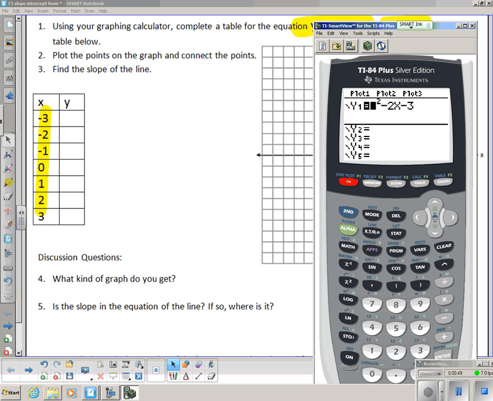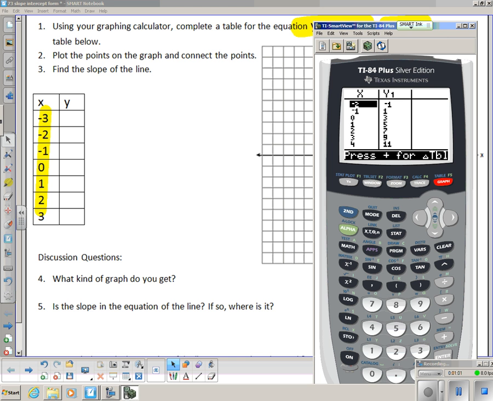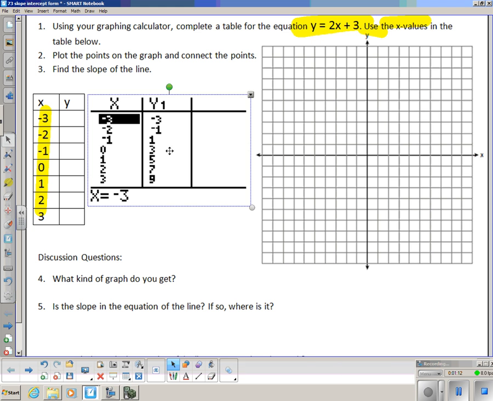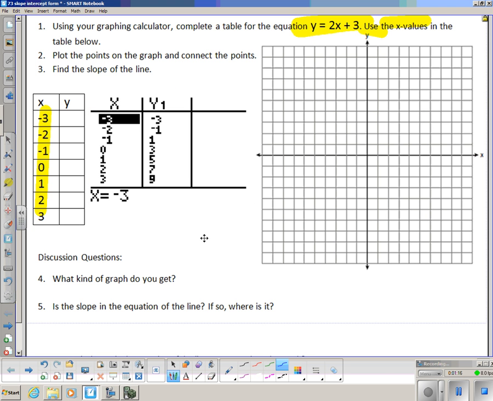All right, so y equals, we're going to clear out whatever's in our calculator, and we're going to type in the equation, which was 2x plus 3. And we're going to get a table by pressing second graph, which gives us this table. But we want the x values between -3 and 3. Those were the directions. So I move one up in the table, and here's my table of values. Okay, and you should copy that down. You should really have your calculator to do this.